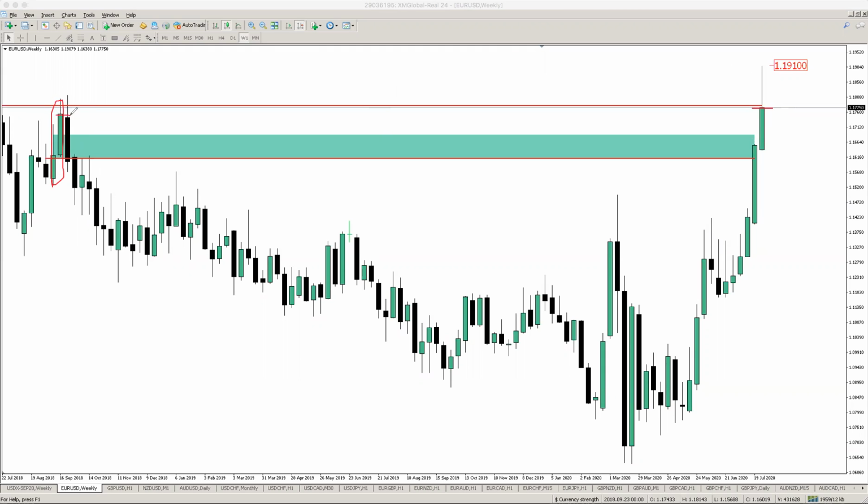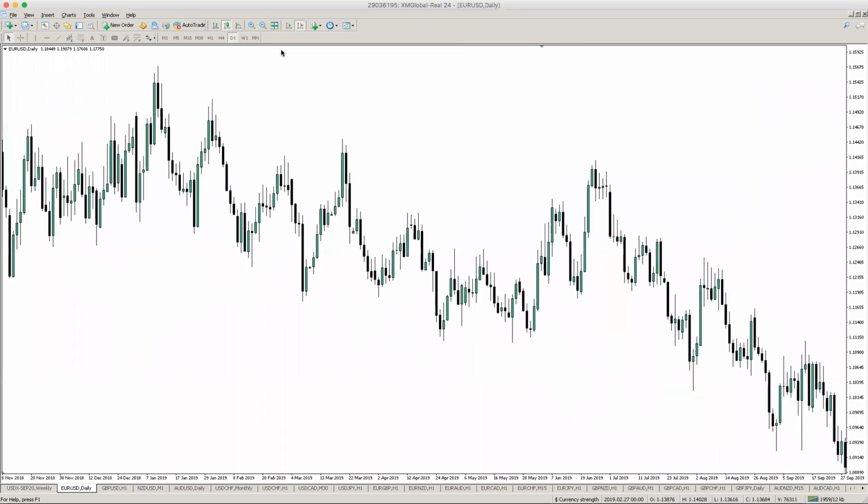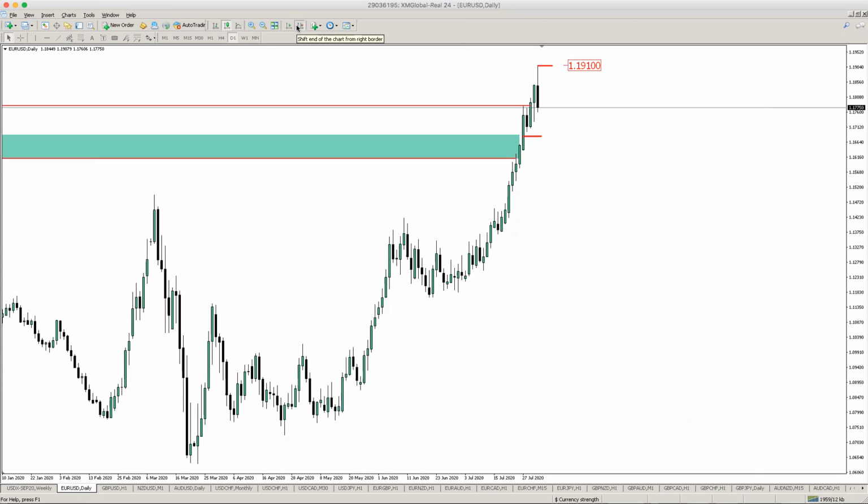We see that price traded above that block and also above the rejection block that was left when price took a dip. So with that said, this further supports my analysis that we're supposed to see higher prices on Euro USD.